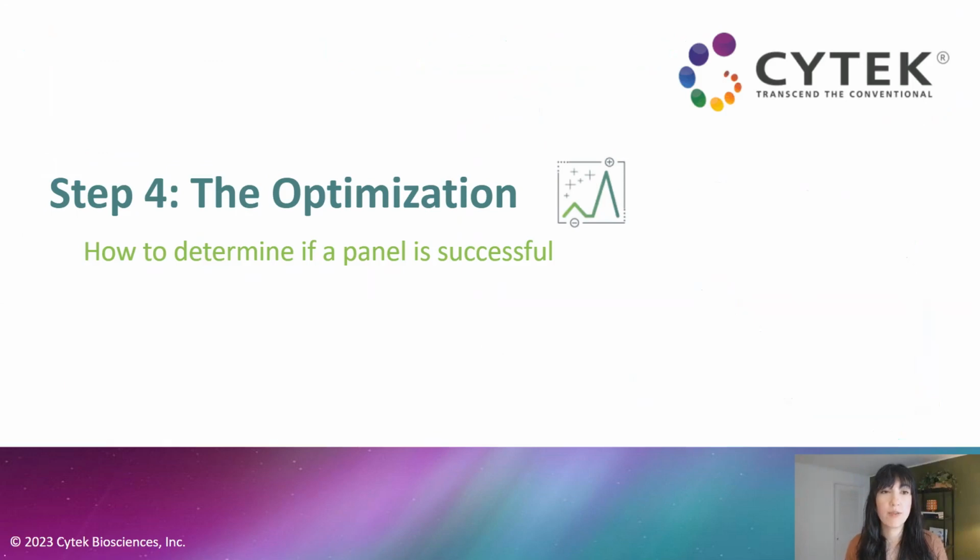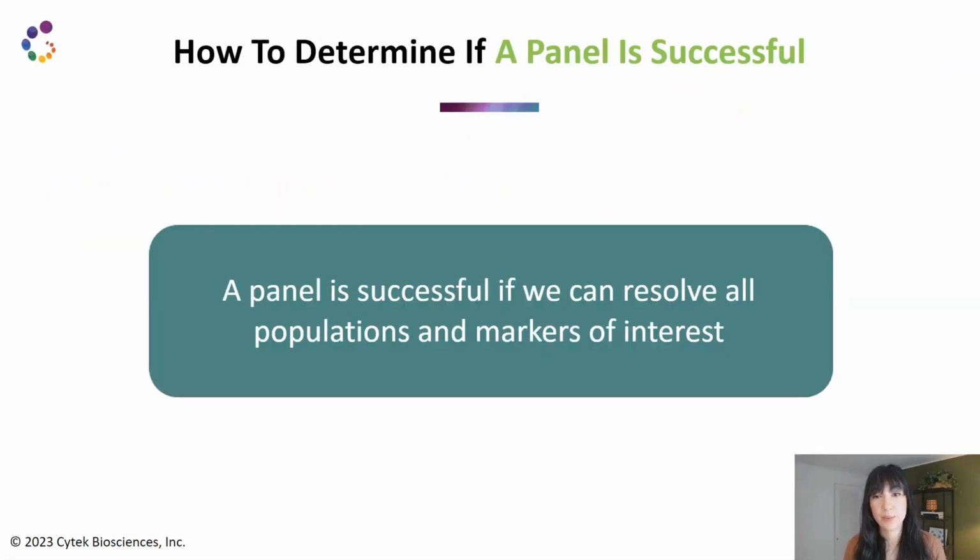Now we can move on to our final step, which is the optimization. This is where we actually determine if your panel is successful or not. Now, how do we do that? We're going to have to run an experiment and get some data, because we need to figure out if we can actually resolve all of our populations and markers of interest. If we can, our panel is successful. If we cannot, then we may need to adjust our panel.